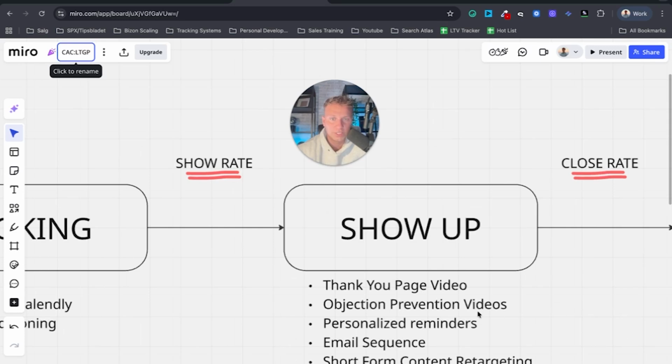Next thing is the email sequence, and this goes hand in hand with the objection prevention videos. This is an email sequence that is pushed out before you show up to the meeting. It addresses the most common objections and shows them the proof they need to see before the meeting, all of which basically prepares them for the meeting.